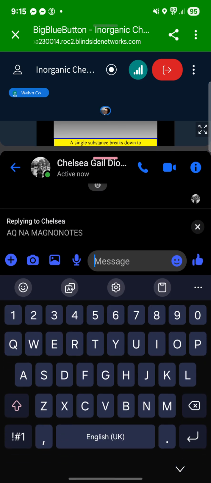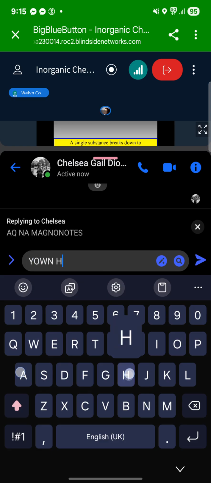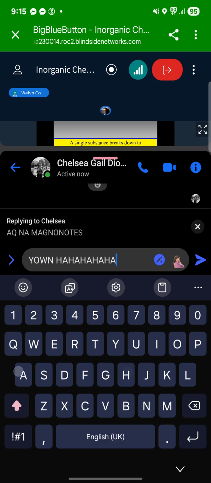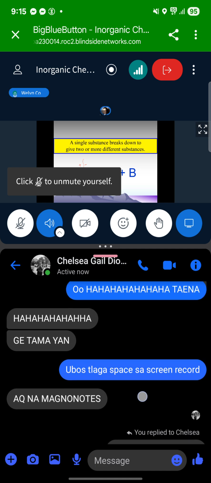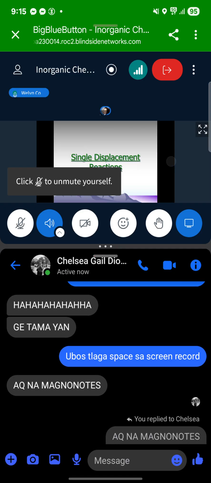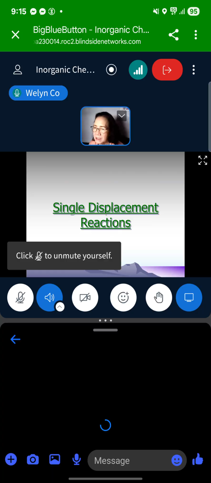It will split into A and B. But one important rule here is with the application of energy. Often, most substances undergo decomposition with the application of heat. Single displacement reactions are very important.